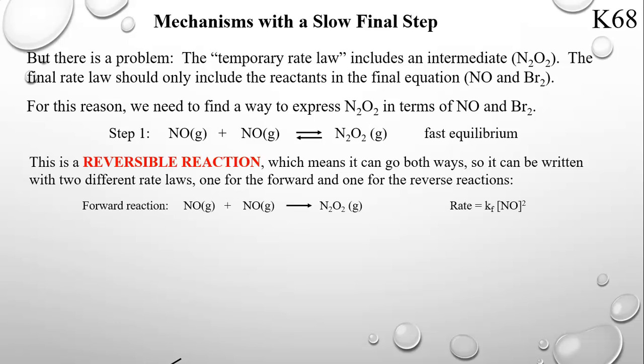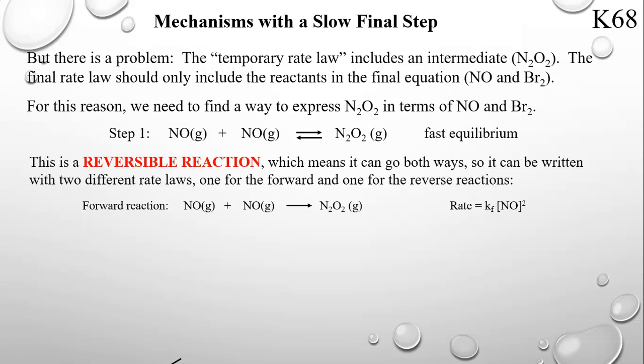So the forward reaction is just what you would think it is. It's NO plus NO gives you N2O2, and it's only going from left to right. Now the rate law for that would be rate equals k_f, the rate constant. That stands for the rate constant for the forward reaction. And since you have NO plus NO, it's going to be the concentration of NO squared. That makes it a second order reaction. Okay, a second order rate law.